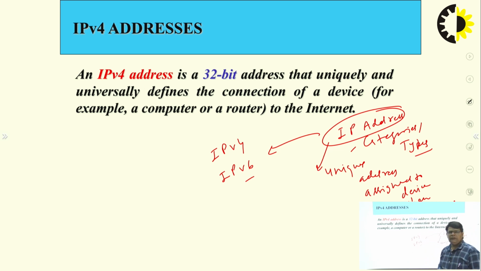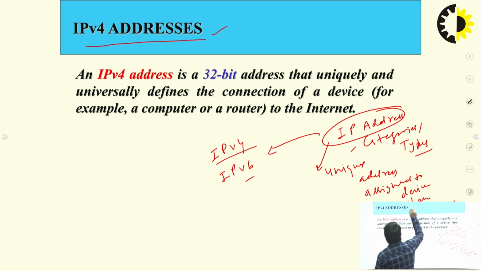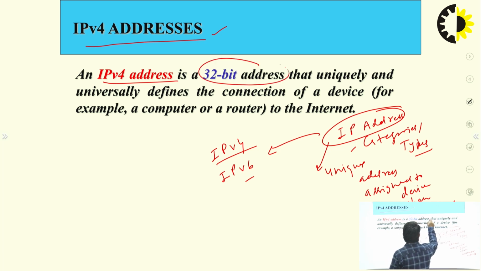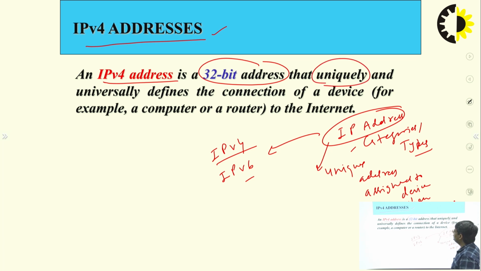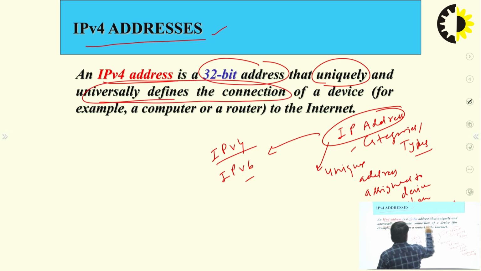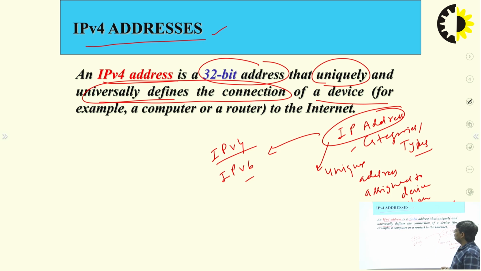In this first part, we are going to cover IP version 4. Basically, IP version 4 is a 32-bit address. It has some features, like it is unique. IP addresses are unique and universally define the connection over the network for a device. For example, a computer, a router or a mobile, whenever it is connected with the network, a unique identity or address is assigned to that device, and this is known as the IP address.